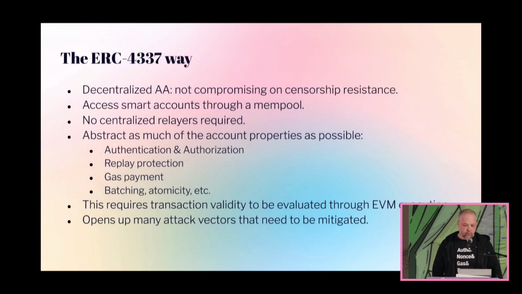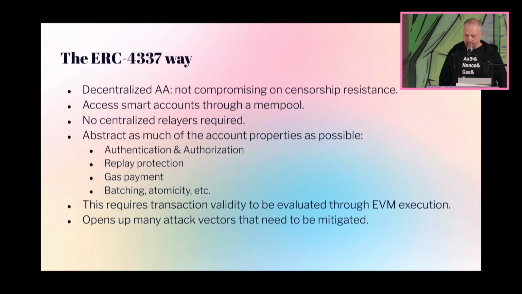So that's what ERC-4337 aims to solve. ERC-4337 is account abstraction without compromising decentralization, which means that there are no centralized components, nothing is permissioned in the network. And the account is fully abstracted, which means that account validation involves executing EVM code, and this enables many attacks. It can lead to many denial of service vectors, which we need to address.